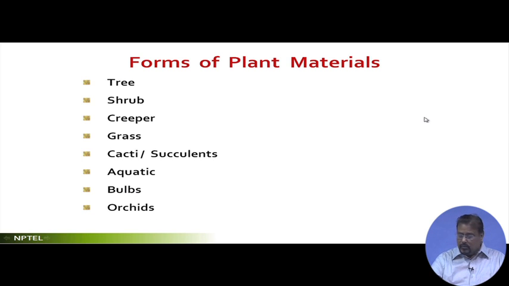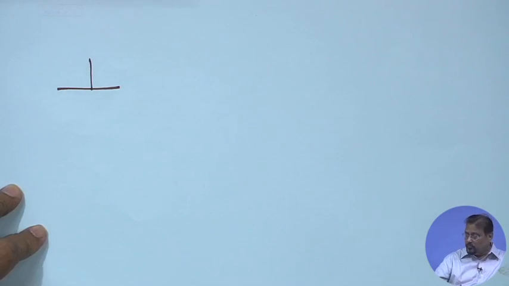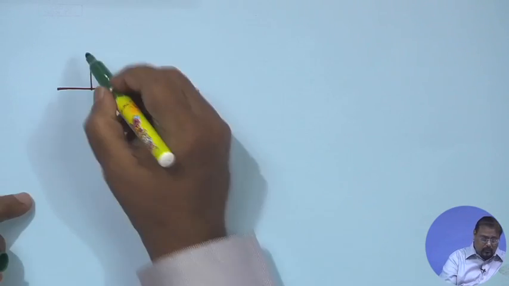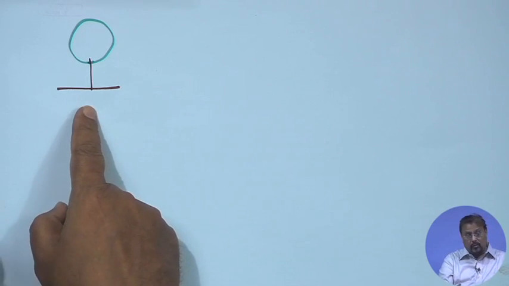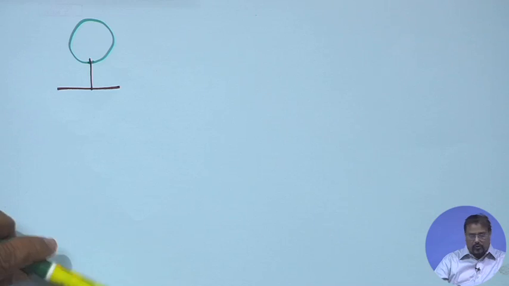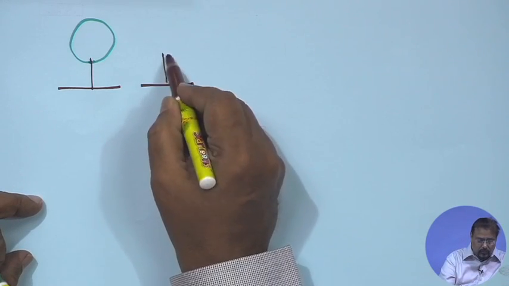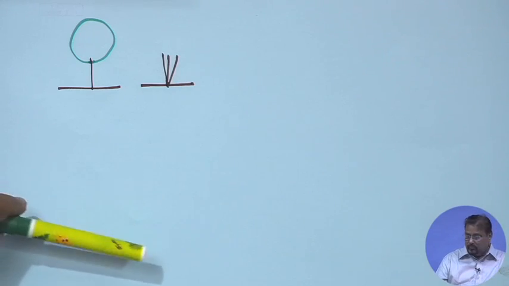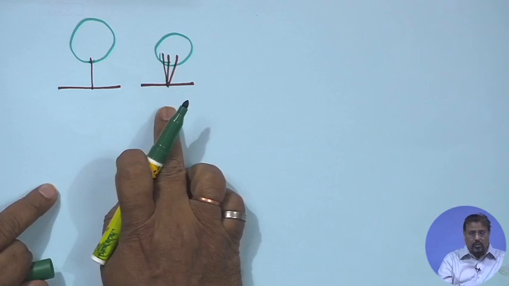Essentially, how do you know what is what? Most often the trees are single-trunk oriented. So if you see a plant like this, which has a single trunk, you can classify this as a tree. Shrubs are generally multi-trunk. If you see such a plant, you should say it is a shrub.